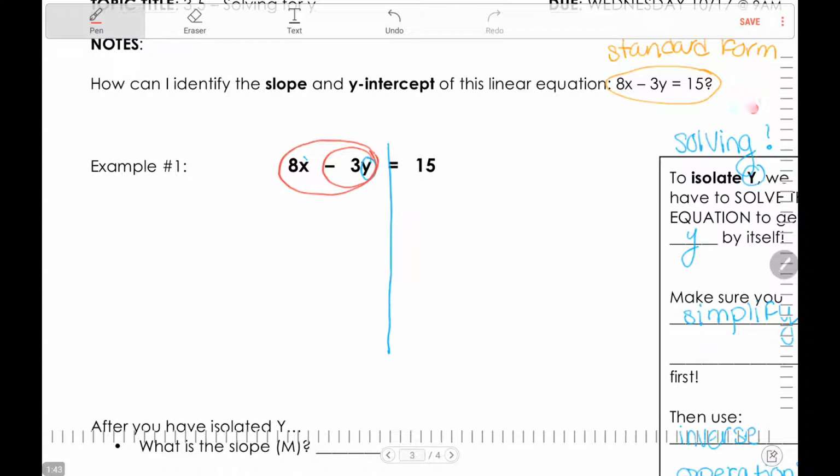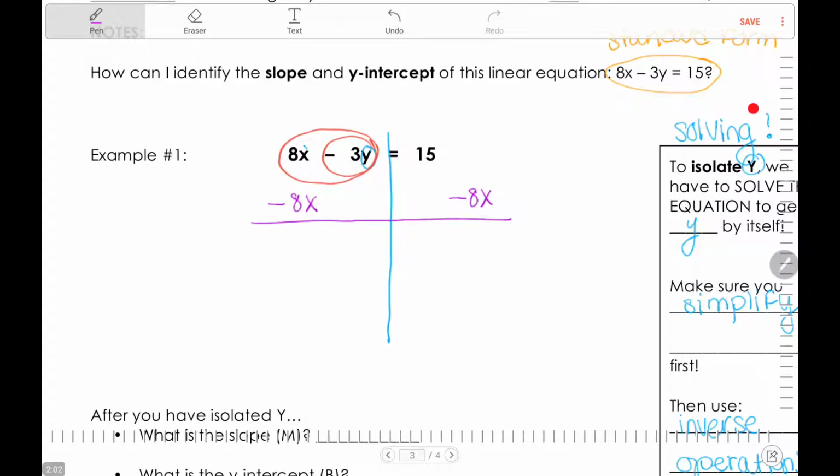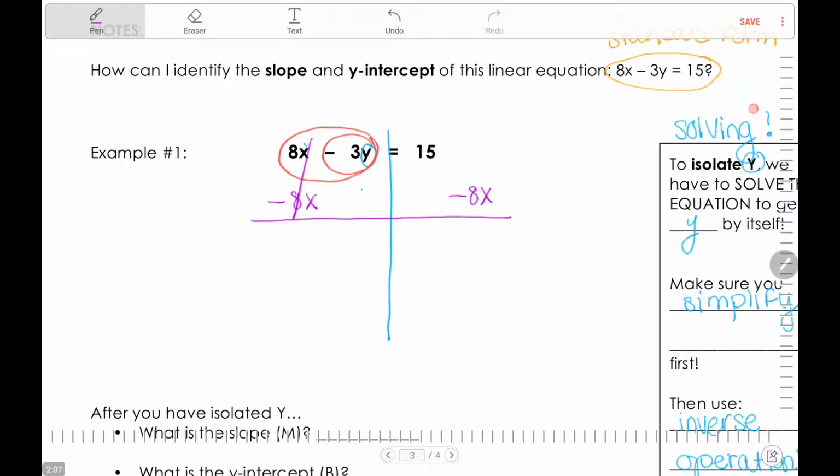So the first thing I want to do is try to get rid of what's in the outside bubble. So what's in that outside bubble is a positive 8x, and that's what we need to move. So I can move the positive 8x by doing negative 8x on both sides, because I need to move the whole thing. My goal is to isolate y. Okay, so on this left side, I crossed out my 8x's because that's inverse. I'm going to bring down what I didn't do yet, which is the -3y. Also going to bring down my equal sign.